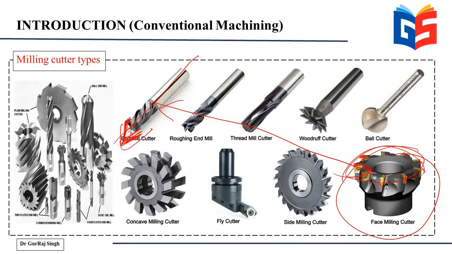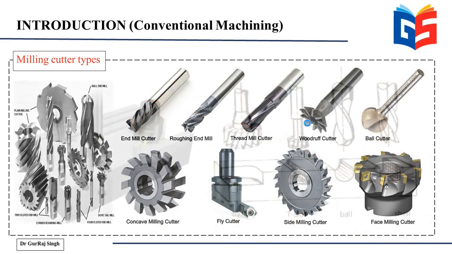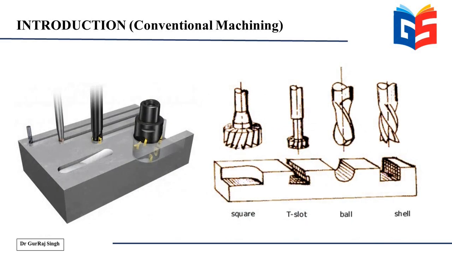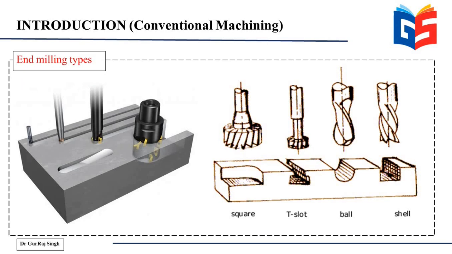And apart from that, we have these concave milling cutters, the side milling cutters, you have the fly cutter. Then in order to give a rounded cavity, you have a ball cutter, a wood rough cutter is there, and thread mill cutters are also there. So you have different types of milling cutters which are used to perform different milling operations. Now what are those different milling operations? So this will make things pretty much clear now.